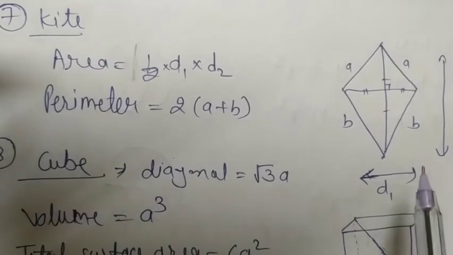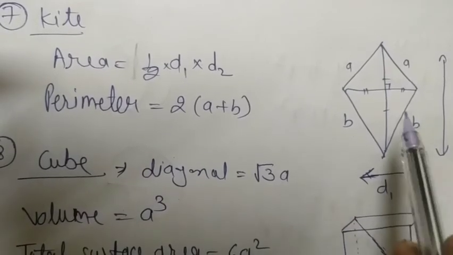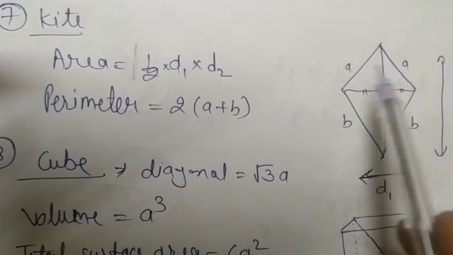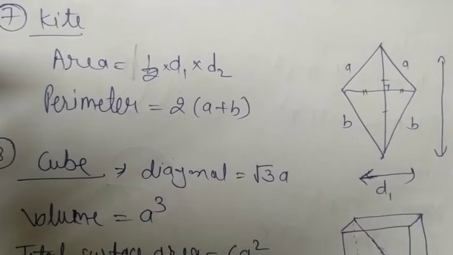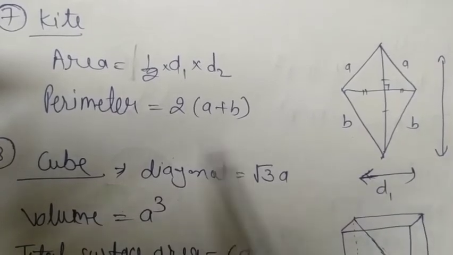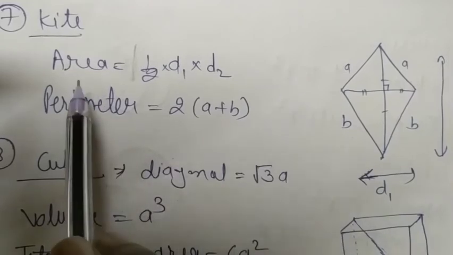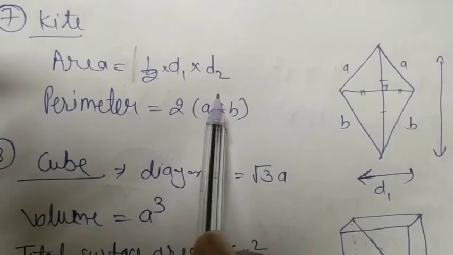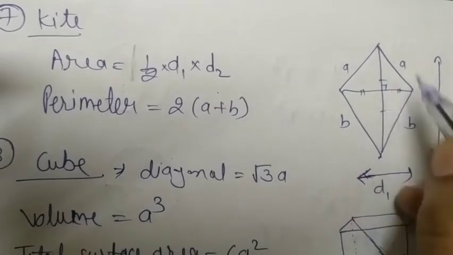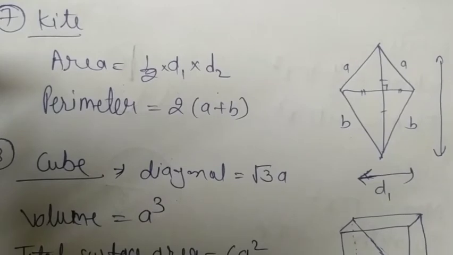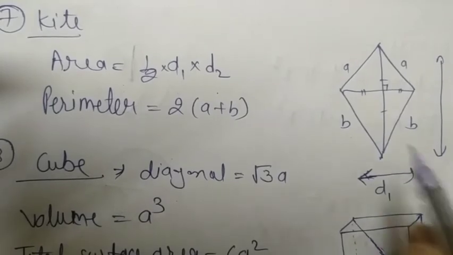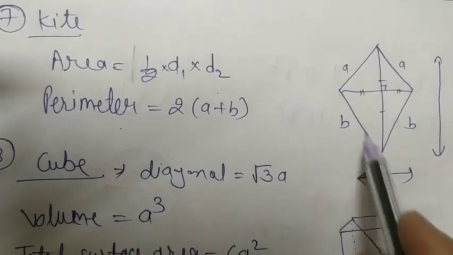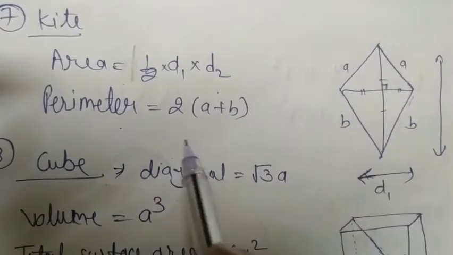Kite. There is a little bit of difference between kite and rhombus. In the rhombus, all the 4 sides are equal, and in the kite, the upper 2 sides are equal and the lower 2 sides are equal. Okay. Now, the area of the kite will be half of D1 into D2. Again, in the kite, both the diagonals cut each other at 90 degrees and bisect each other. The perimeter will be the sum of the sides. It means B plus B plus A plus A, that means 2 times A plus B.